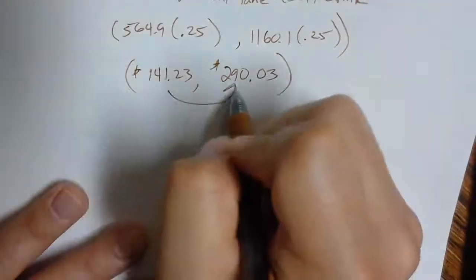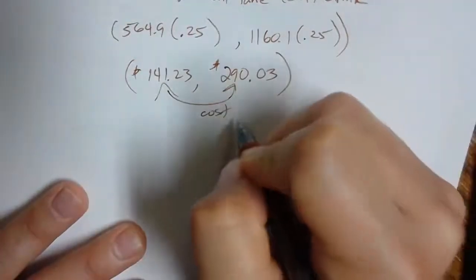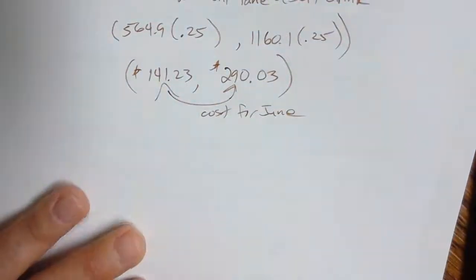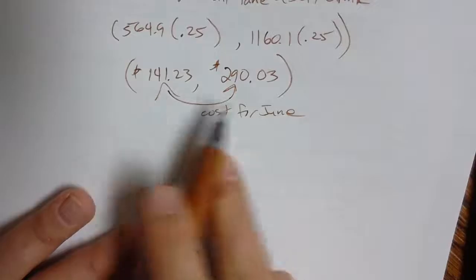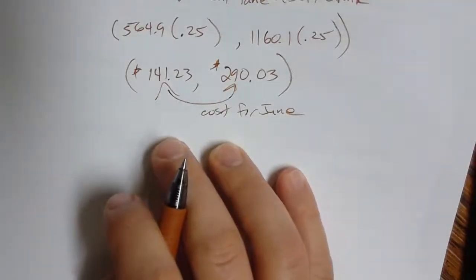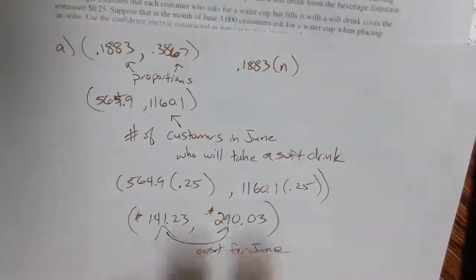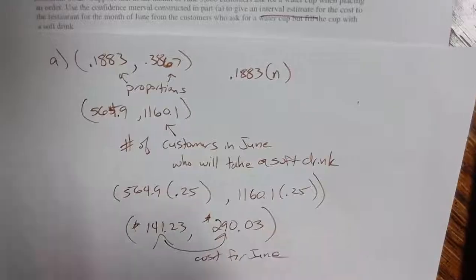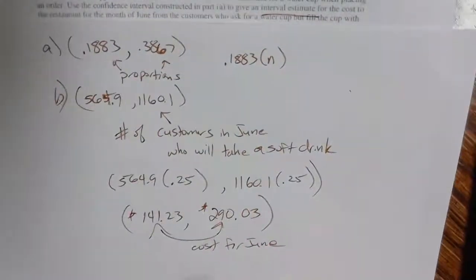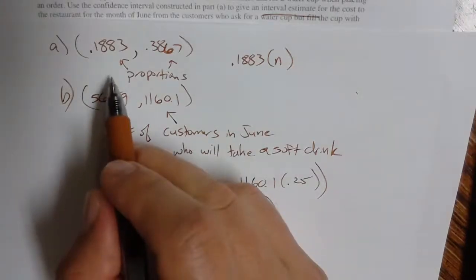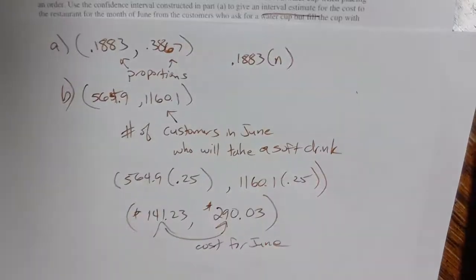So this will be our cost for June, and we're 95% sure that the cost for June will be somewhere between $141.23 and $290.03 here. And that's all there is to part B. Well, part B is just estimating the cost for June based off of your interval from A. So the important thing is really just converting the proportions into a cost for the month of June.